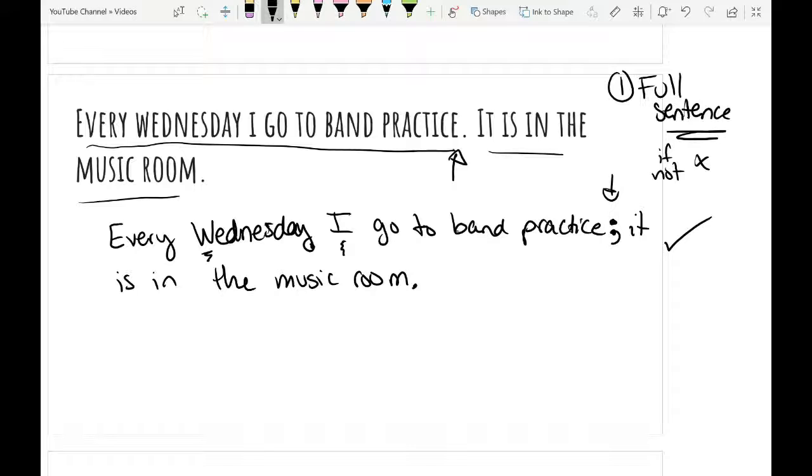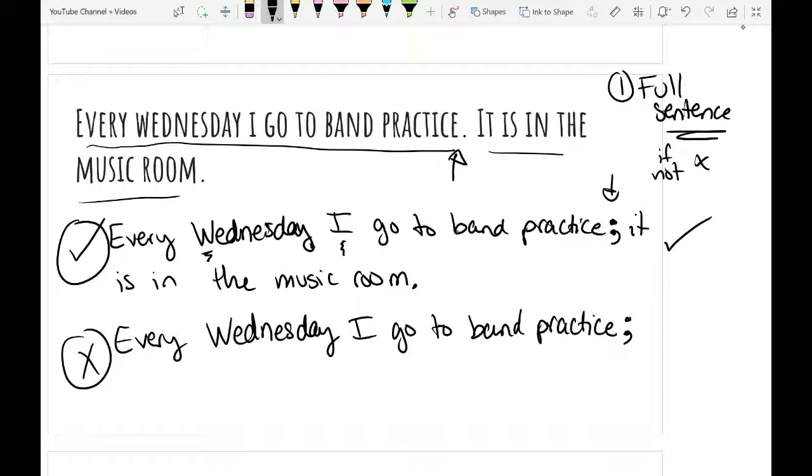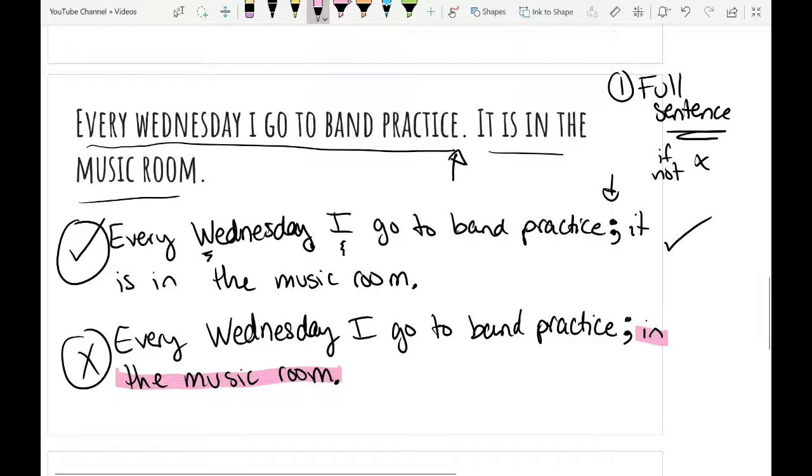Nice, simple, and easy. Now, this is where people would make a mistake. So if I were to say, and again, we're going off this idea, this is the correct one, and this is going to be the incorrect. If I were to say every Wednesday, I go to band practice, semicolon, in the music room. Now this is where most people make the mistake, because in the music room is not a sentence.